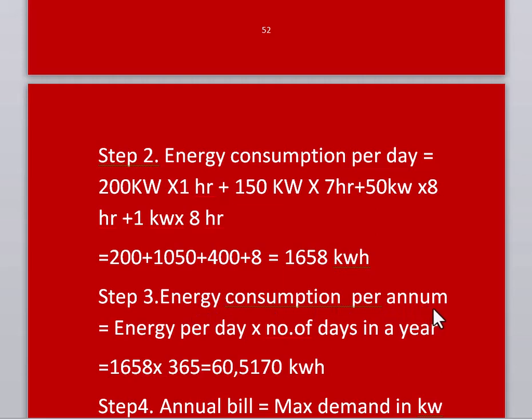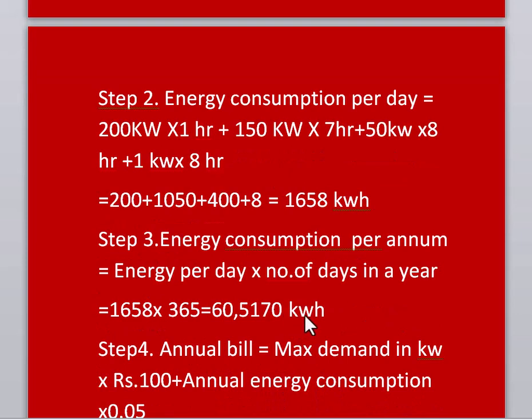So energy consumed per annum is equal to energy consumed per day into the number of days in a year. We just calculated the number of units or kilowatt hours consumed in a day. So substitute here 1658, and the number of days in a year is nothing but 365. Multiplying these two leads to 605170 kilowatt hours. This is the total energy consumed per annum. For this, the bill has to be generated.